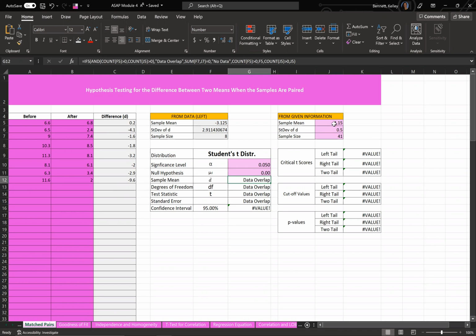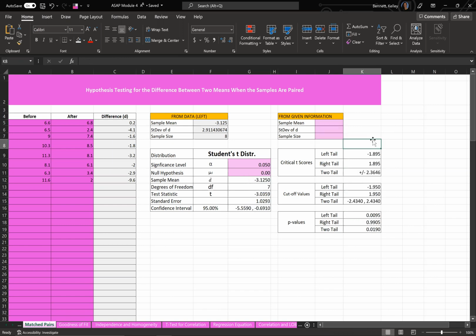And the reason for that is because I haven't cleared out my data from the previous problem. So you're either going to have raw data on the left from the table and stuff in gray, or you're going to have your data from your given information. Not both. So as soon as I get rid of that, everything's fine. And now I can digest and decide.